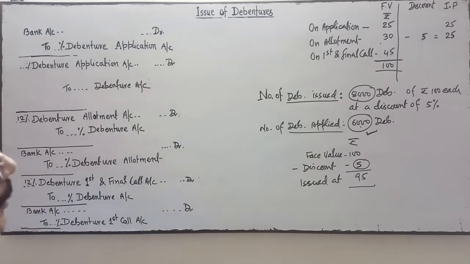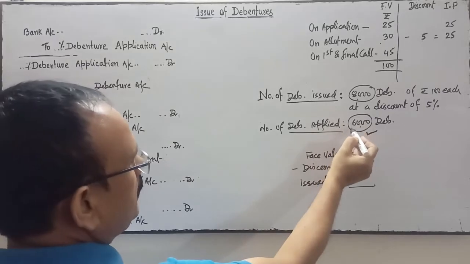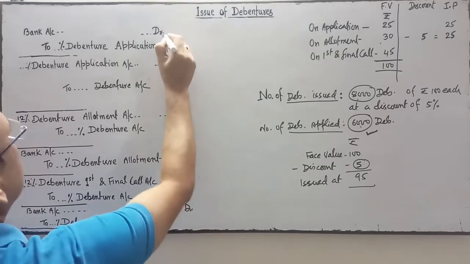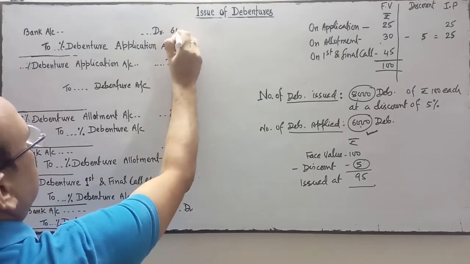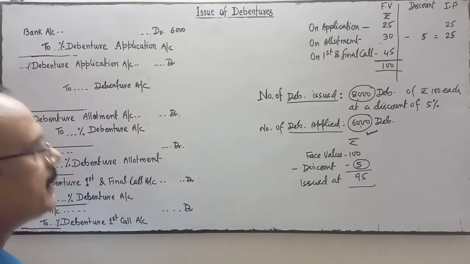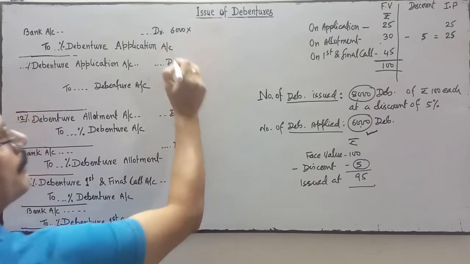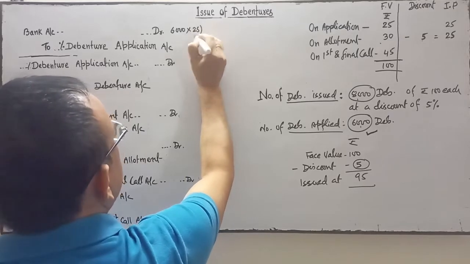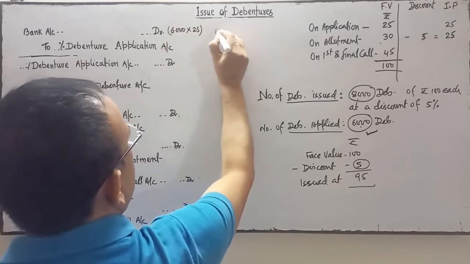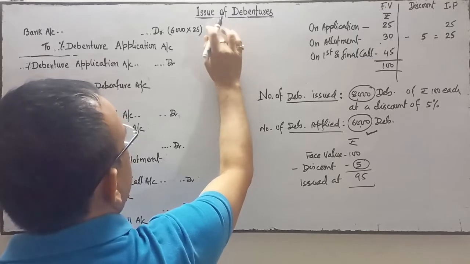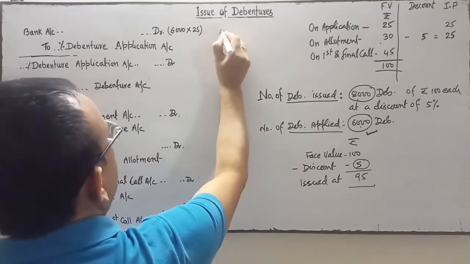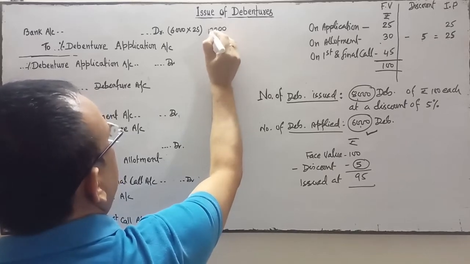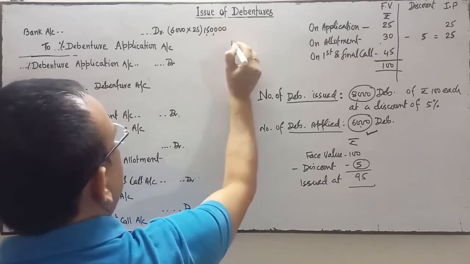So the number of shares which we will take, this number we will consider because the applied is less. So 6,000 is the number of debentures applied by the public, into application money, which is 25. So 6,000 into 25 is 1,50,000.